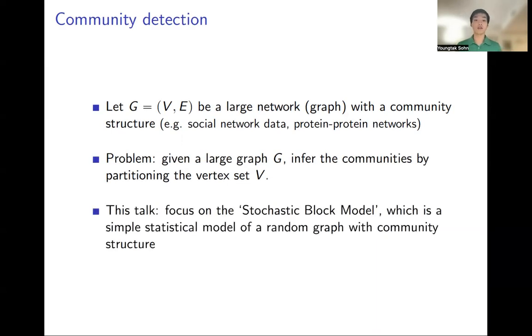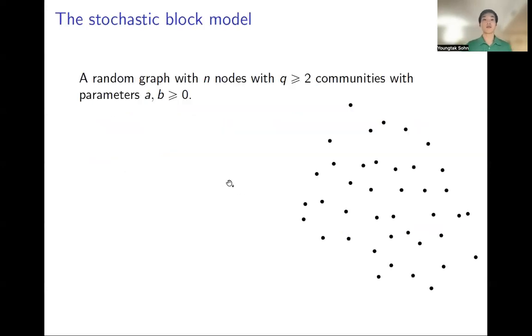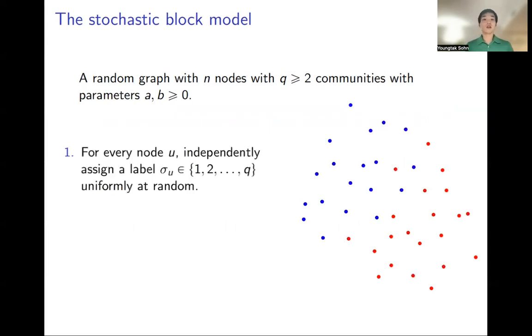In this talk, I'll focus on the stochastic block model, which is a simple statistical model of a random graph with a community structure. The stochastic block model is a random graph with n nodes and q communities, with parameters a and b. For every node u, we independently assign a community or a label, sigma of u, from 1 to q uniformly at random. When q equals 2, this is just flipping a coin and assigning the color blue or red to each vertex.